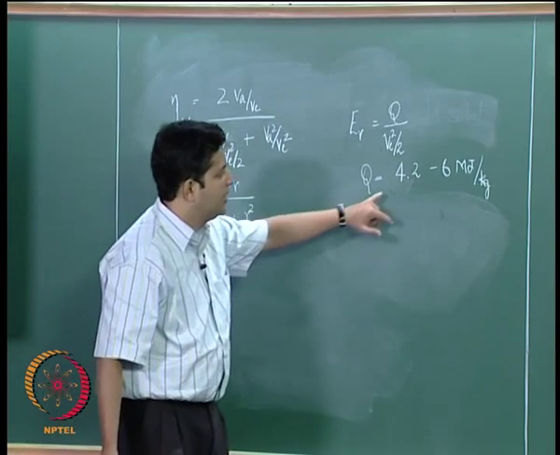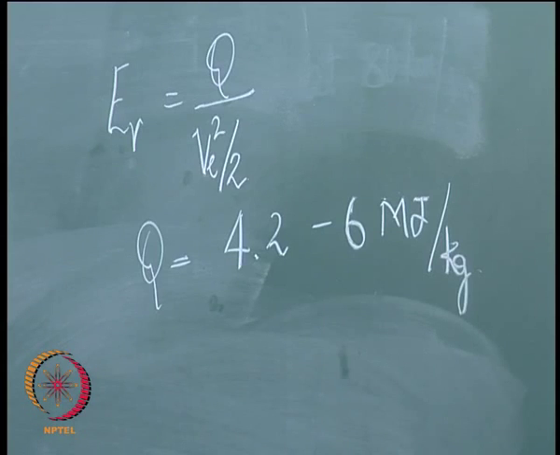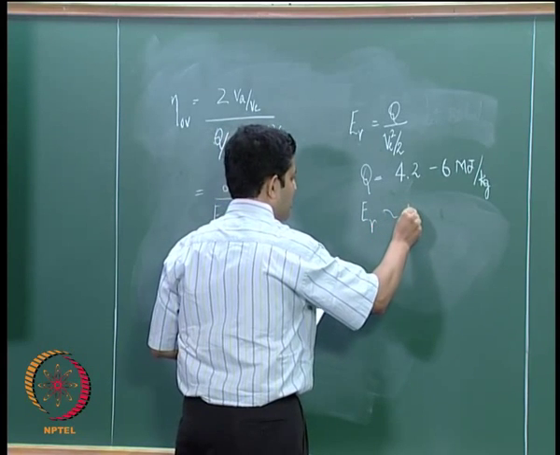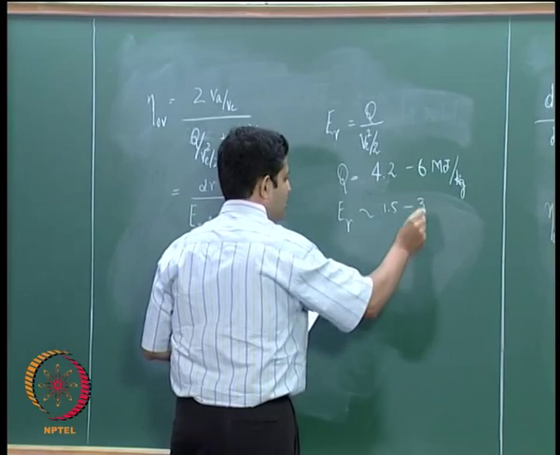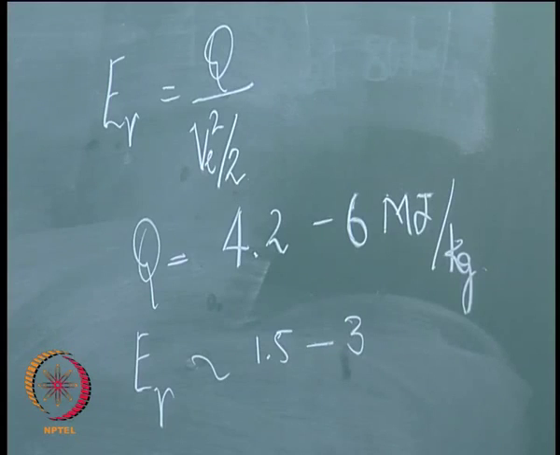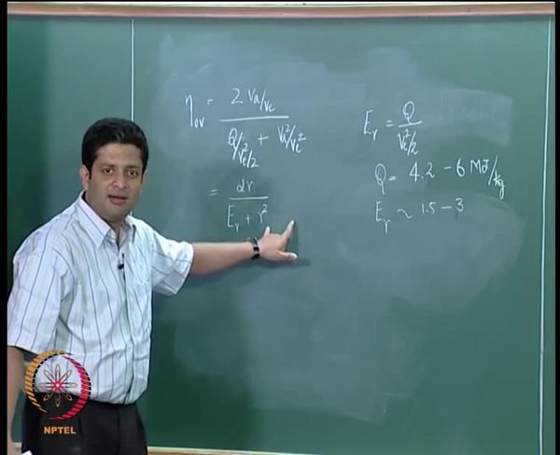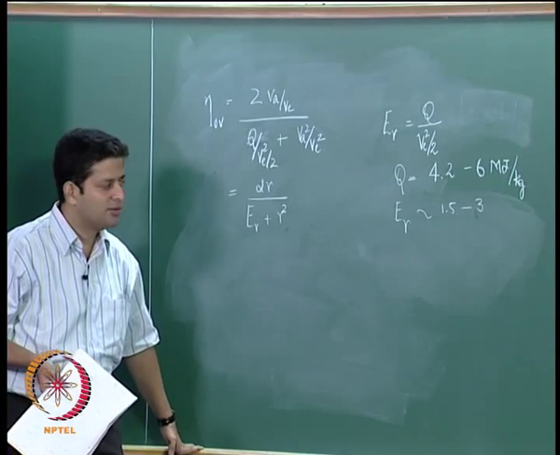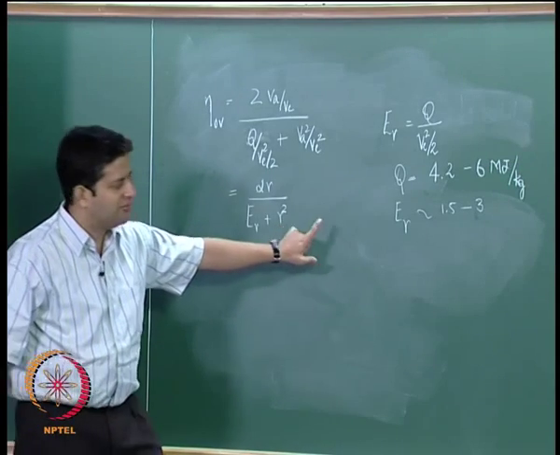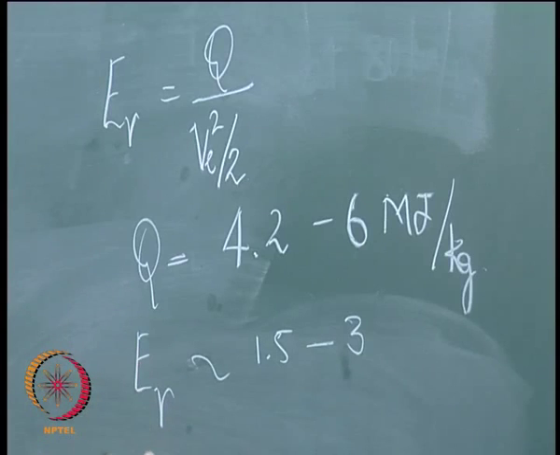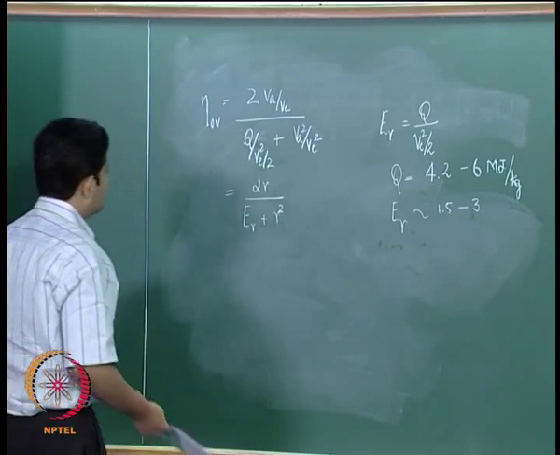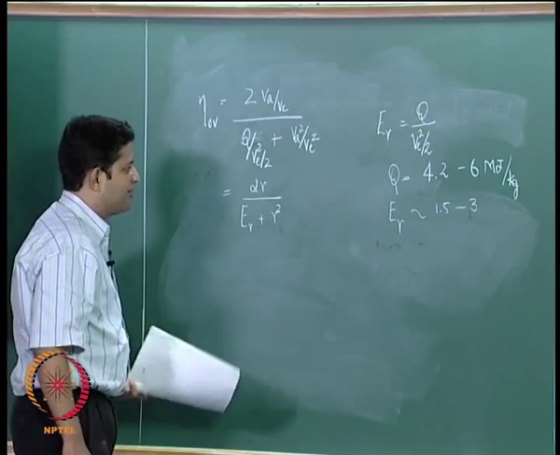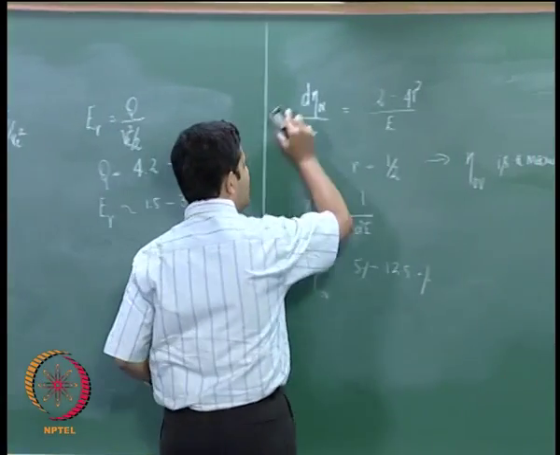So Q is something like this, and therefore ER will range between something like 1.5 to 3, okay. So compared to that, R square you cannot neglect, especially since rockets can operate in a regime where R is greater than 1. So you cannot neglect R square compared to ER. The thing that we did in terms of aircraft engines or air breathing engines is not valid here. So again we have to find the maxima value. We will take the derivative.